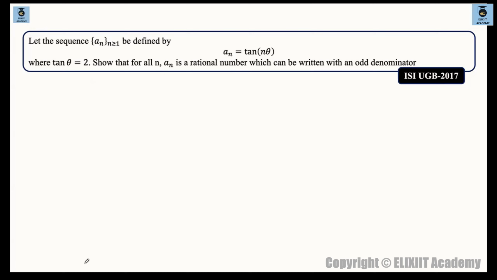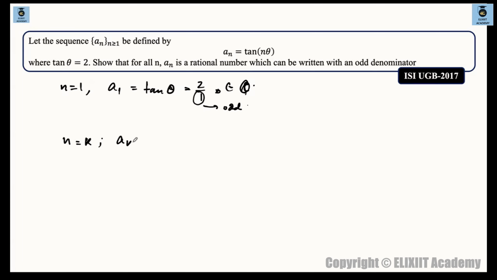तो ये सीक्वेंस दे रखा है, आपको क्या करना है, यू हैव टू प्रूव दैट an इज अ रैशनल नंबर व्हिच कैन बी रिटन विद एन ऑड डिनोमिनेटर. तो an इज, क्या करेंगे, इंडक्शन ही यूज करेंगे. फॉर n इज इक्वल टू 1, a1 विल बी tan ऑफ थीटा, एंड tan ऑफ थीटा दे हैव गिवन व्हिच इज 2/1, अब ये तो रैशनल नंबर ही है, दिस इज अ रैशनल नंबर एंड दिस कैन बी रिटन विद एन ऑड डिनोमिनेटर. कैसे, ये जो 1 है, 1 तो ऑड नंबर है, सो डेफिनेटली दिस कैन बी रिटन विद एन ऑड डिनोमिनेटर.